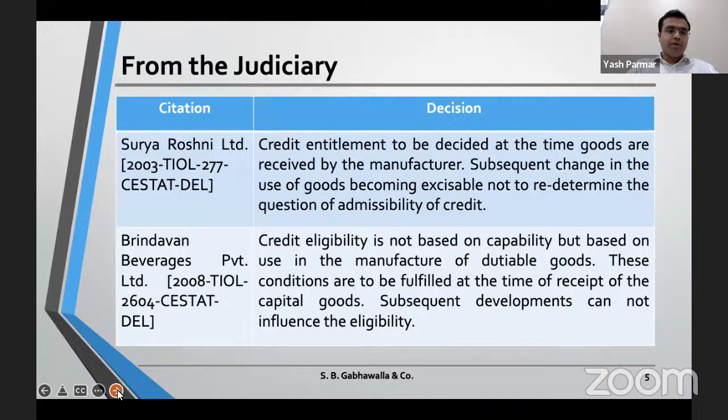We have one more observation of Delhi Tribunal in the case of Brindavan Beverages Private Limited, whereby the tribunal has observed that credit eligibility is not based on capability, but based on use in the manufacture of dutiable goods. These conditions are to be fulfilled at the time of receipt of capital goods. Subsequent developments cannot influence the eligibility. So the position which I just mentioned is supported by these rulings of Delhi Tribunal.